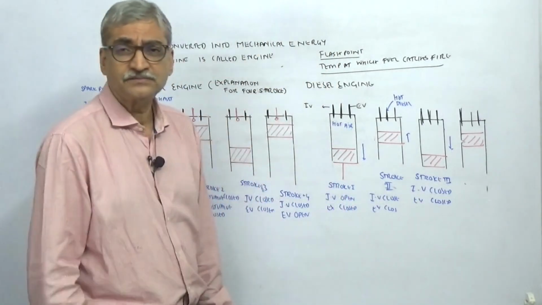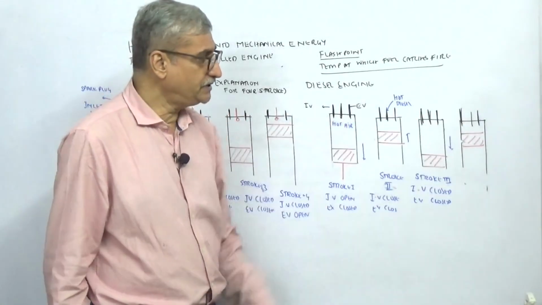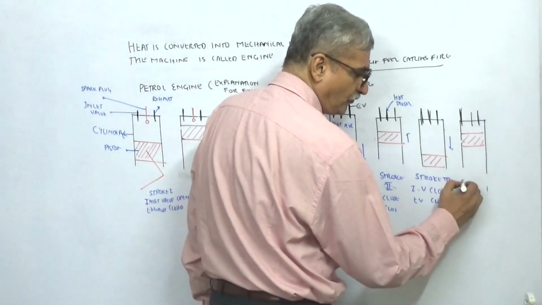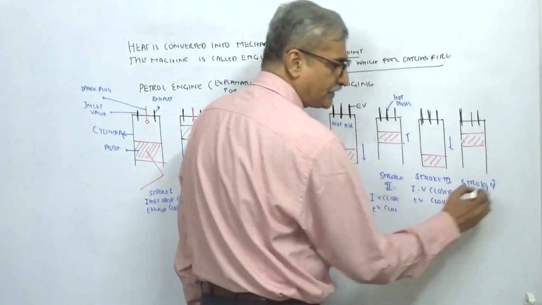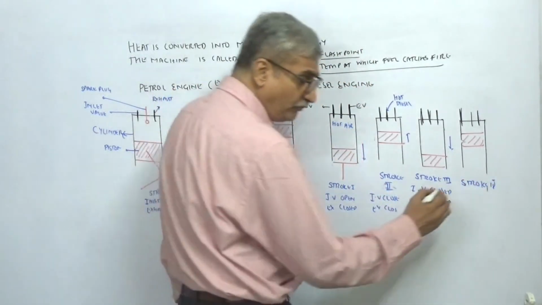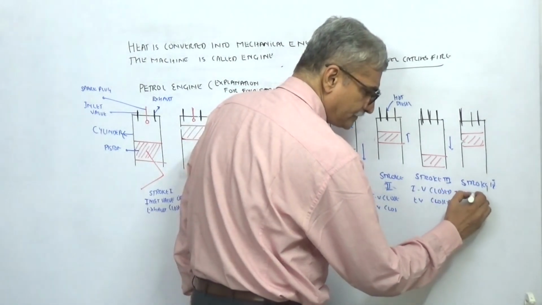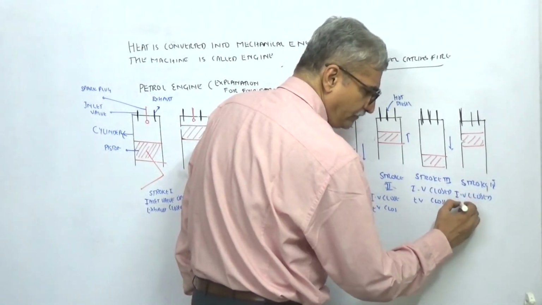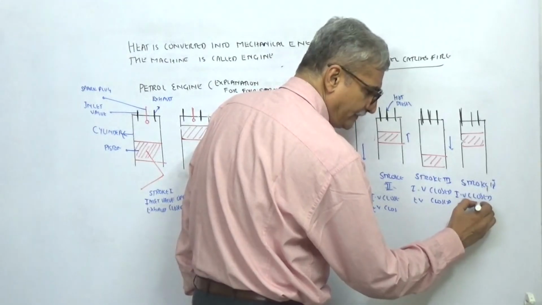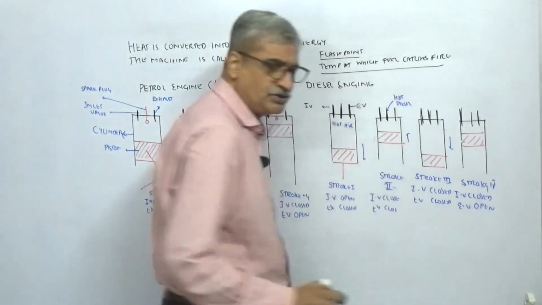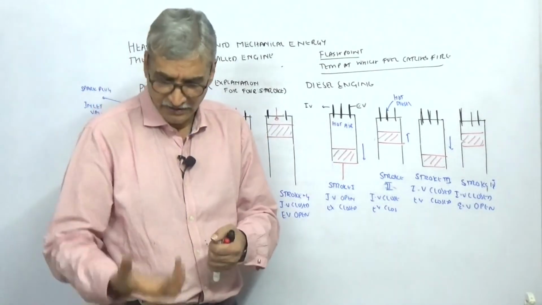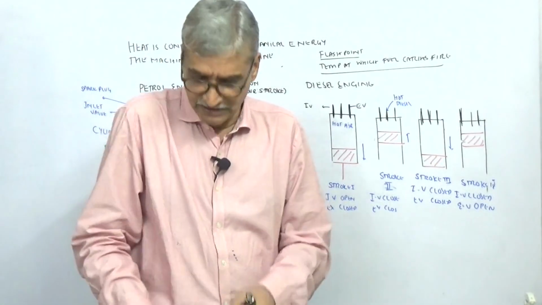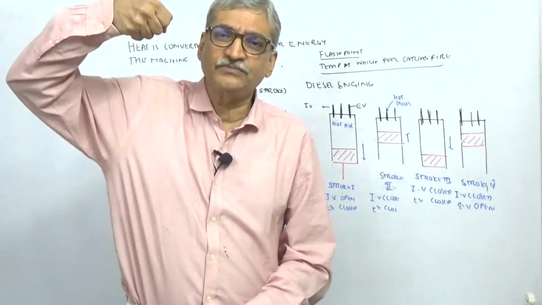Then what happens? The exhaust valve opens. Stroke 4. What is stroke 4? It happens automatically. What happens? The inlet valve is closed, but the exhaust valve is open. So the moment you open the exhaust valve, there is a vacuum created. Now the hot gases are moving out, so the pressure on this side is less. So a vacuum is created and the piston moves up.